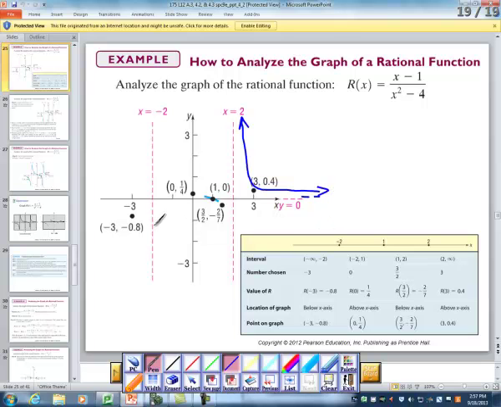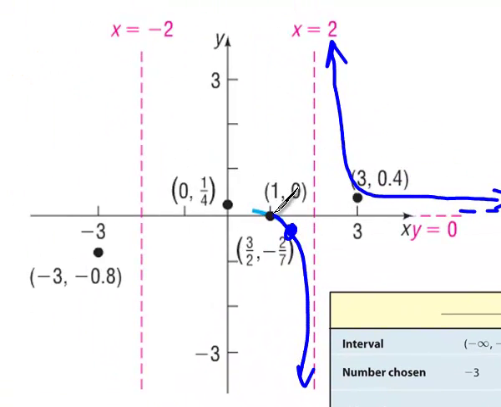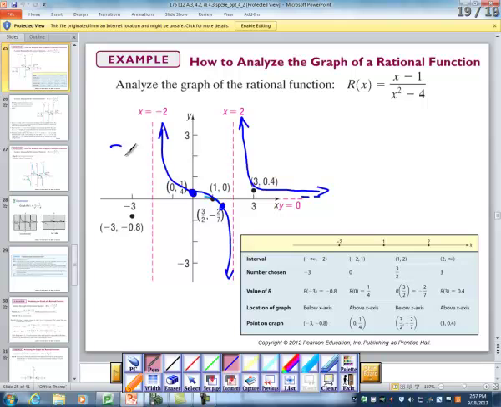Okay, so now we know that our graph is going to come down this way because this point here tells us that. And the y-intercept here tells us that our values are going to be positive, so those are going to go up. But we don't know what's going on over here yet. That's a big question mark.